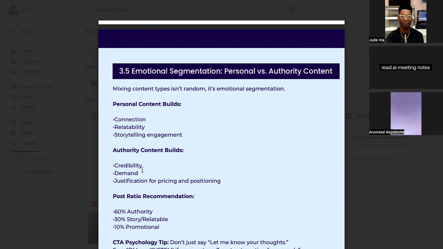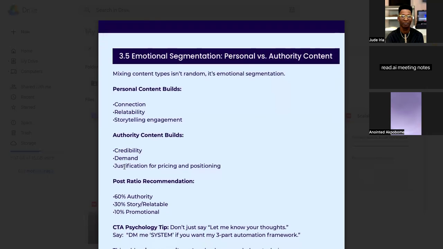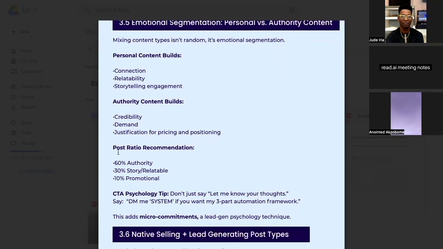Then the authority content builds credibility, the demands, and justifications for pricing and positions. That is very good when it comes to offering your services and everything. Then the post ratio recommendation: 60% authority, 30% story slash relatable, 10% promotional.